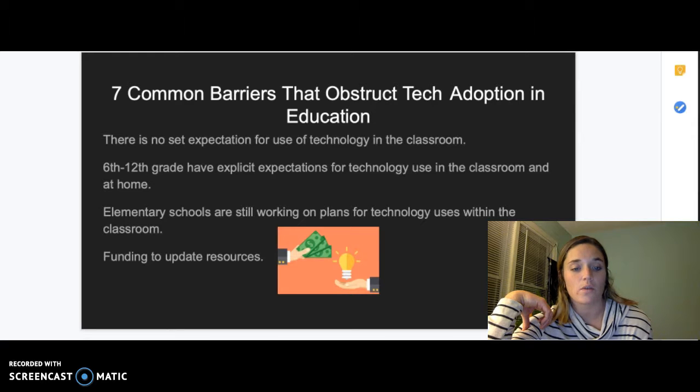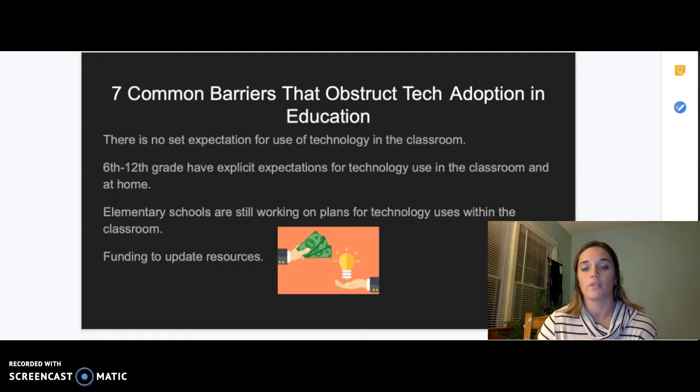For our 6th through 12th grade, we do have one-to-one Chromebooks, so those students are able to take those Chromebooks home, and there are explicit expectations for those students at the middle and high school level. Unfortunately, our elementary school is just not to that point yet, but we do have plans in the future, especially with the adoption of the Gemini project, that will hopefully bring more up-to-date technology into the classroom where we can start having expectations for students.